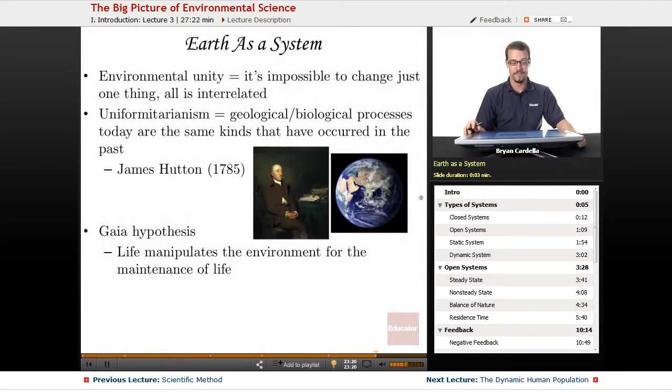Okay, Earth as a system. Environmental unity. This is a concept that's come up in the last few decades, that it's impossible to change just one thing and everything is interrelated. If you go in and try to help one species, let's say there's an invasive species, a species that doesn't belong there and is destroying a lot of native plants in the area and throwing things out of balance.